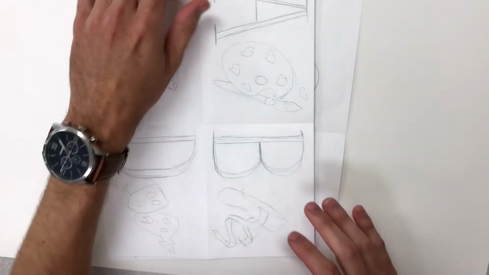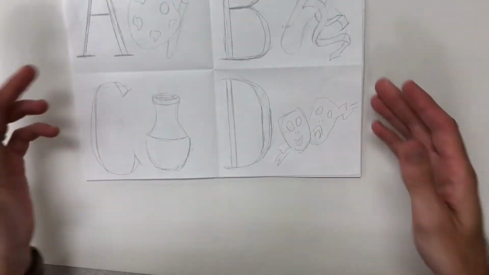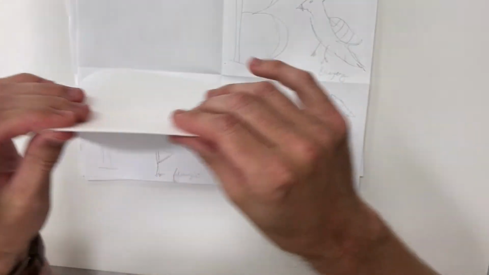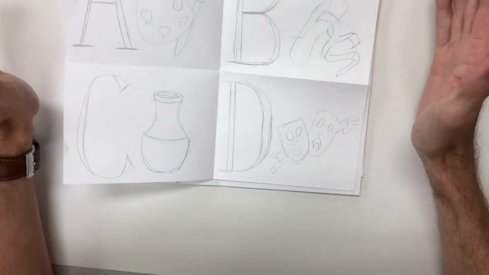So the first step in this whole process is working on your thumbnails. You're going to be getting a piece of computer paper, which you can see I've done, and I'm going to be folding it in four. So that's how you get the four different areas. And the point of this is just to start working on what you want your theme to be.